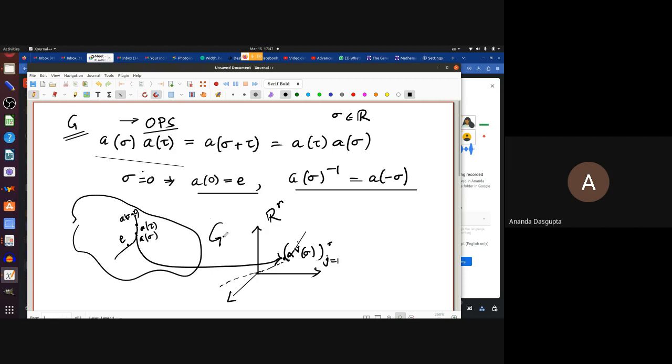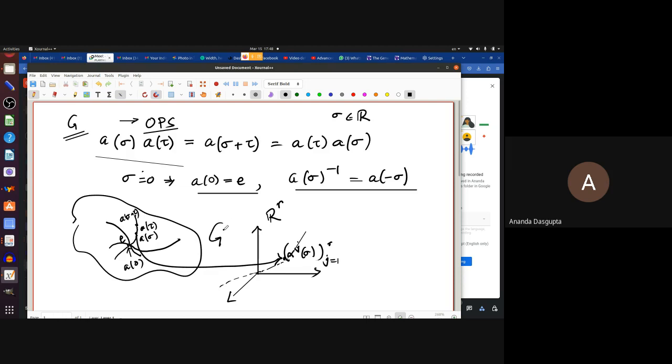And if you think of the group G here, on this group, as sigma changes, you move along the curve. Of course, you will always go through the origin. Now, this is not unique. There are many, many possibilities. So this could be one parameter subgroup. This could be an entirely different one parameter subgroup. This could be another one, but all of these would, of course, go through the origin.